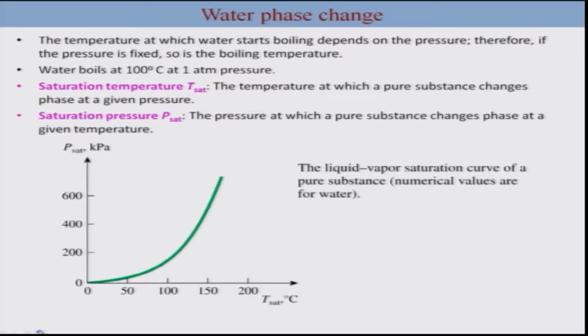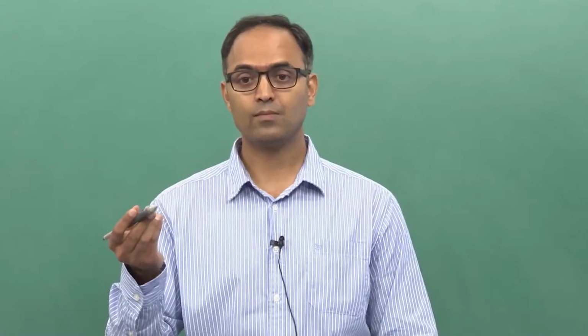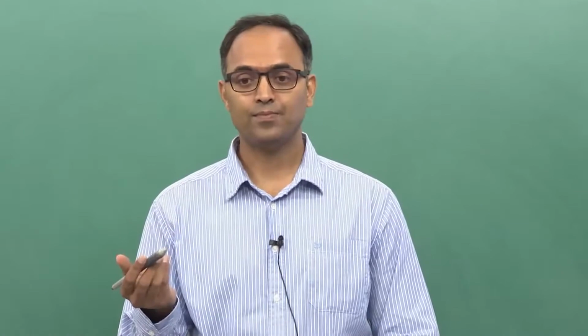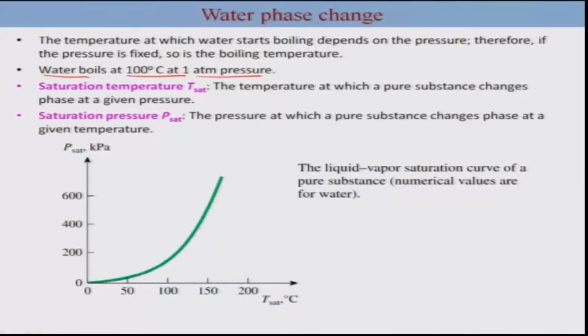Such phase change depends on pressure and temperature, as we can already infer from our discussion. For example, water boils at 100 degrees Celsius at 1 atmosphere, but water boils at a lower temperature when you go to the mountain. So why is that? Let us first look at it again. What is the saturation temperature? The temperature at which a pure substance changes phase at a given pressure. What is the saturation pressure? The pressure at which a pure substance changes phase at a given temperature.